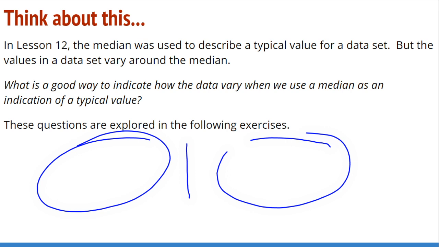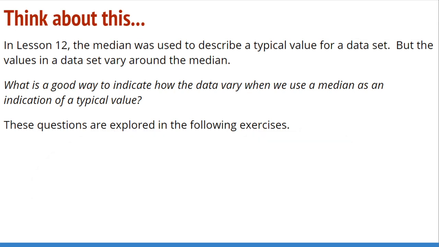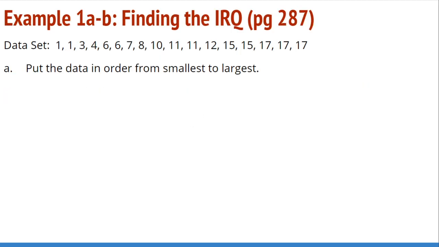And the question is, what is a good way to indicate how the data vary, or how spread out is the data? Remember, when we looked at the mean, we looked at the minimum value and the maximum value and talked about the variability. Well, how do we talk about the variability when we're looking at the median? And this is a question that we're going to explore.